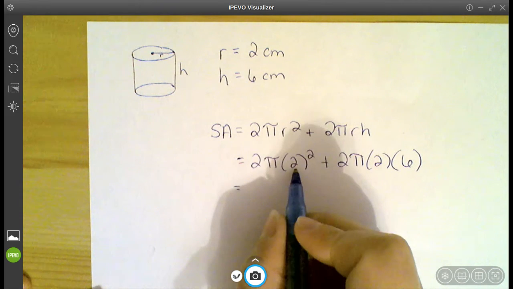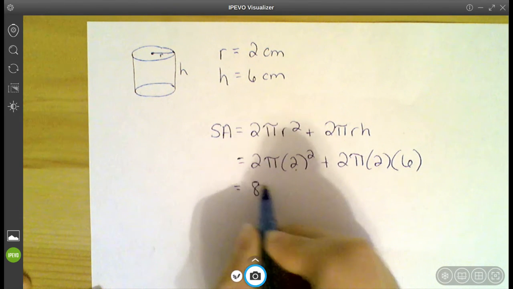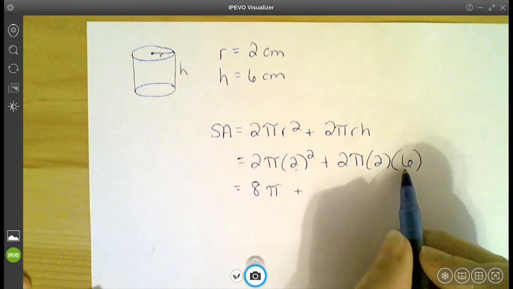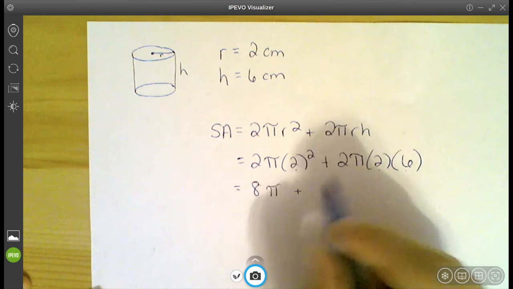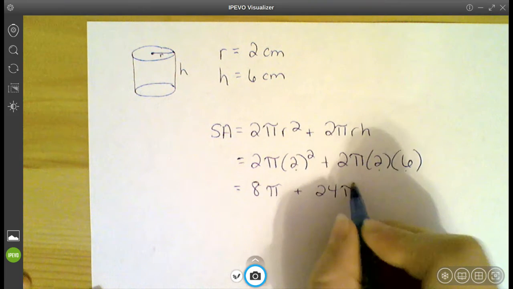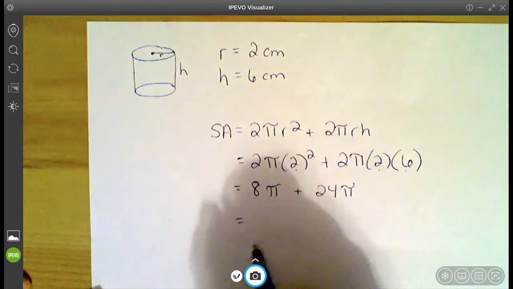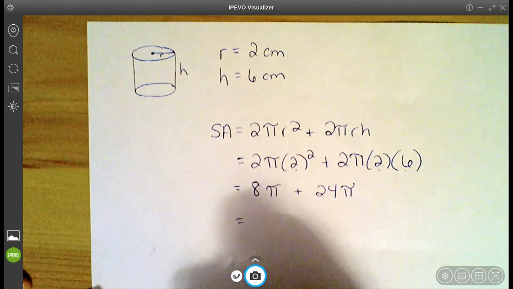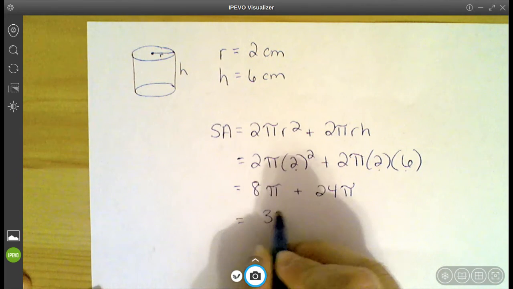So we have 2 squared here is 4, and 4 times 2 is 8 pi. And then here we have 6 times 2, which is 12 times 2, which is 24 pi. And since they're both in terms of pi, we can just add the coefficients. 8 plus 24 is 32 pi.